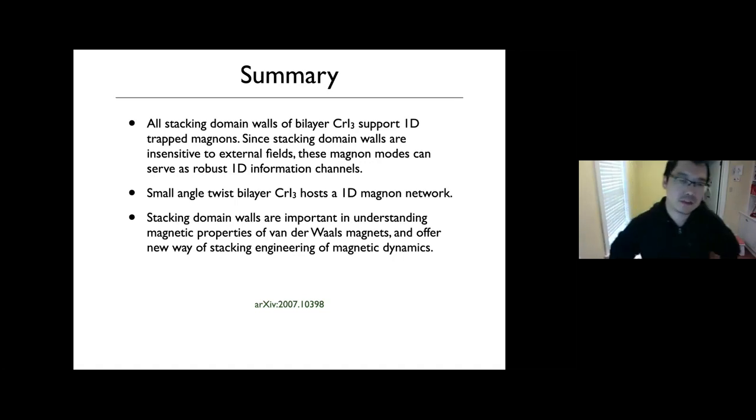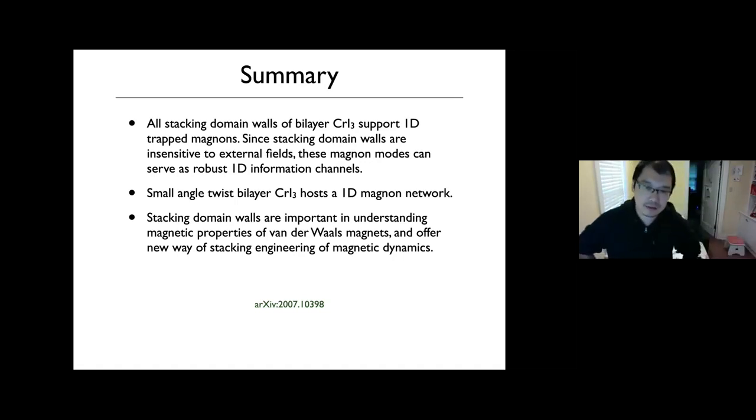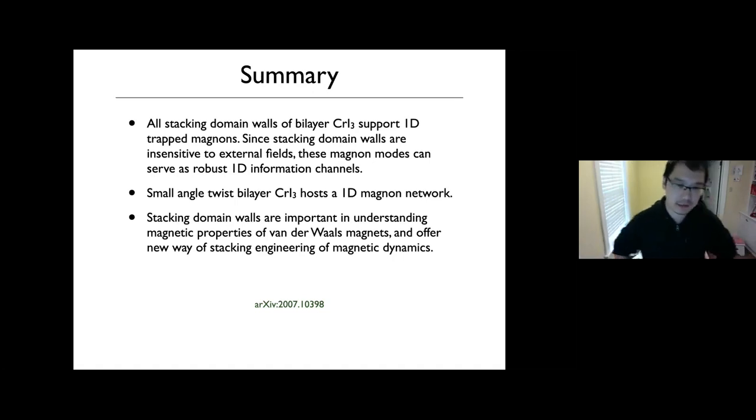Then if you go to small angle twisted bilayer graphene, they should host this network of one-dimensional magnons. Most importantly, we show that the stacking domain walls are important in understanding magnetic properties, and it offers a new way to do stack engineering of one-dimensional physics.